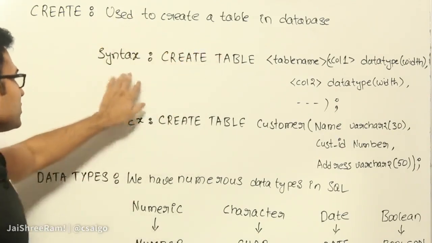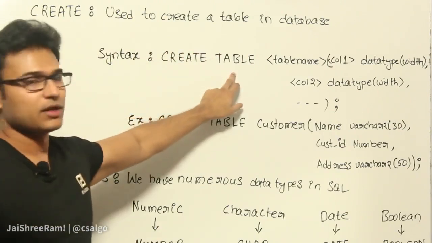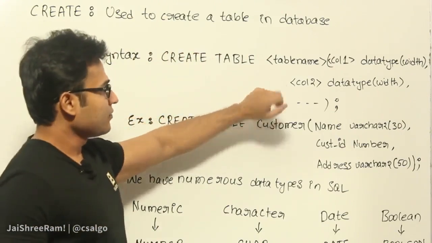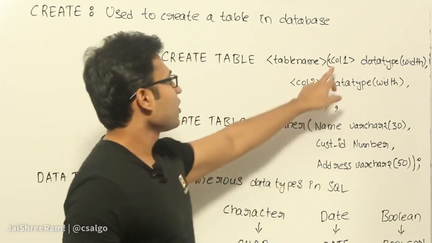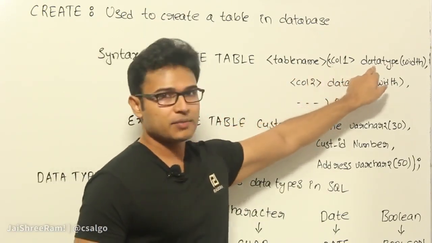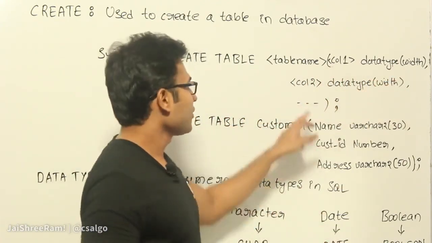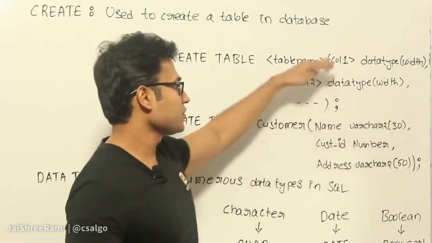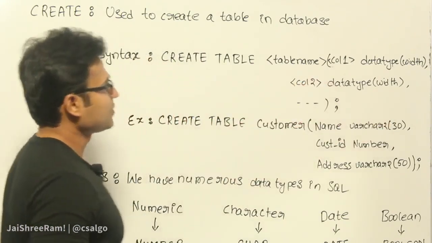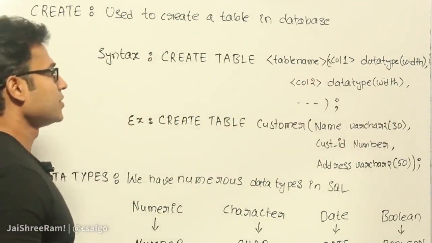Now the syntax is create table, table name, and then we have to specify what are all the columns in it. Like column 1 and what is its data type and what is its width, and column 2 what is its data type and what is its width. So you are supposed to specify that. Now with these specifications we can create a table.